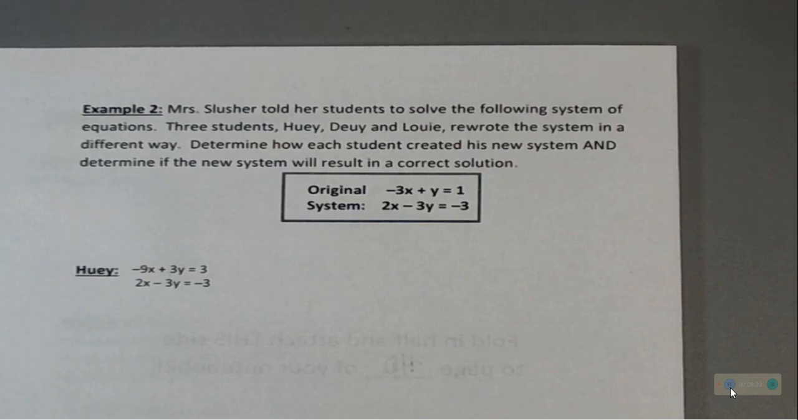All right, so 3 students, Huey, Dewey, and Louie, rewrote the system in a different way. Determine how each student created his new system and determine if the new system will result in the correct solution. So what you're trying to do is figure out what Huey did to make his new system, what Dewey did to make his new system, and what Louie did to make his new system.